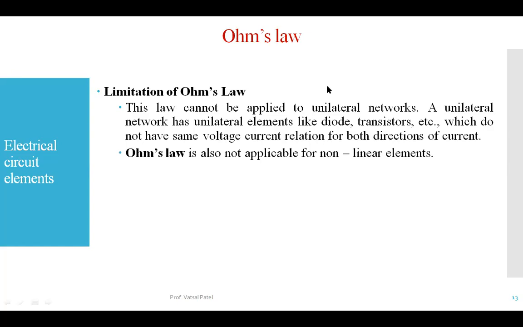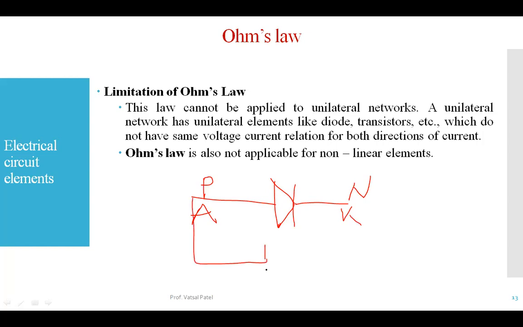See, a unilateral network means a network in which the elements, like the diode, have this behavior. Have you heard about the diode or not? This is P, this is N, or anode and cathode we identify. So anode and cathode we identify. When you give the voltage over here from the source, in this way the current will start to flow.